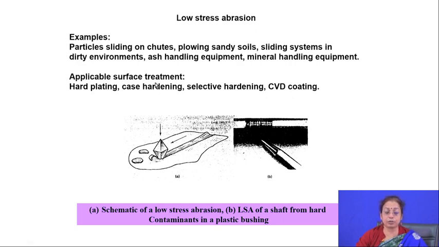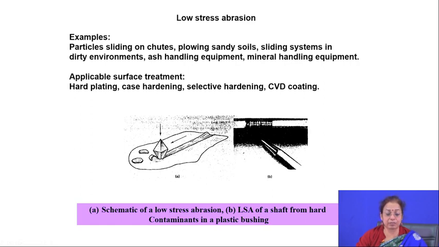As I mentioned earlier, each and every subcategory has its own distinguishing characteristic features. If you quickly go through the characteristic features of low stress abrasion, it is nothing but very fine scratch formation on the surface. Scratches will be there on the surface, and only scratches. From the scratch marks you can say that the wear has occurred because of low stress abrasion.